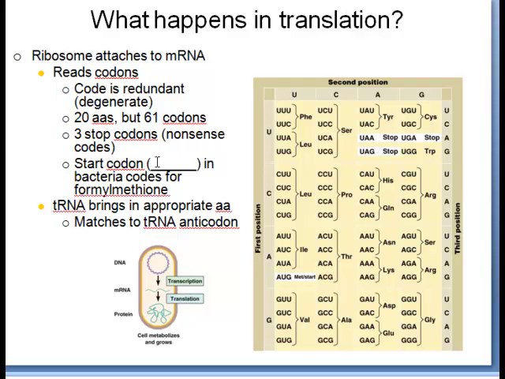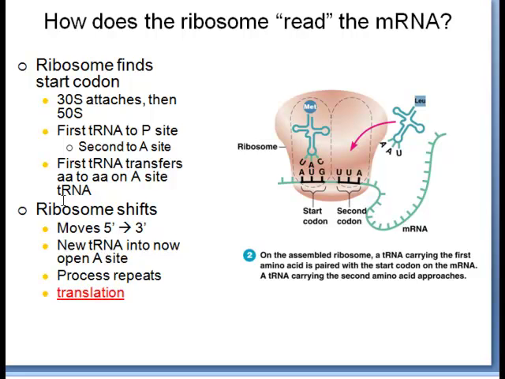So the start codon is always the same, and you can see from here it's always AUG. That's the start codon. In bacteria, it codes for formylmethionine, and for eukaryotes it codes for methionine. Now, tRNA brings an appropriate amino acid. AA stands for amino acid, which matches the particular anticodon. So let's talk about what is an anticodon.